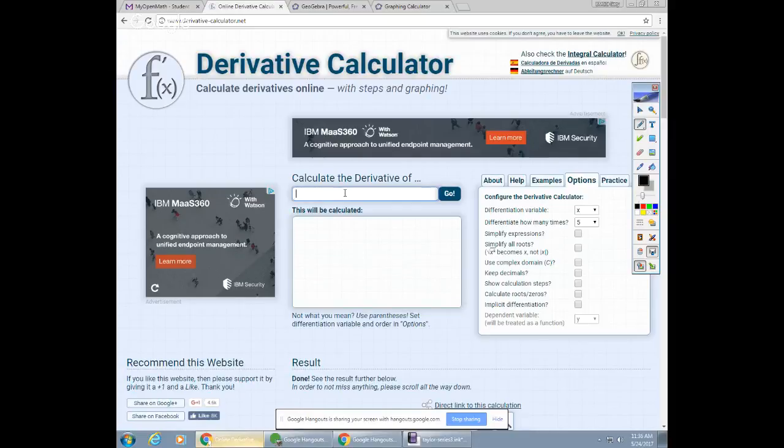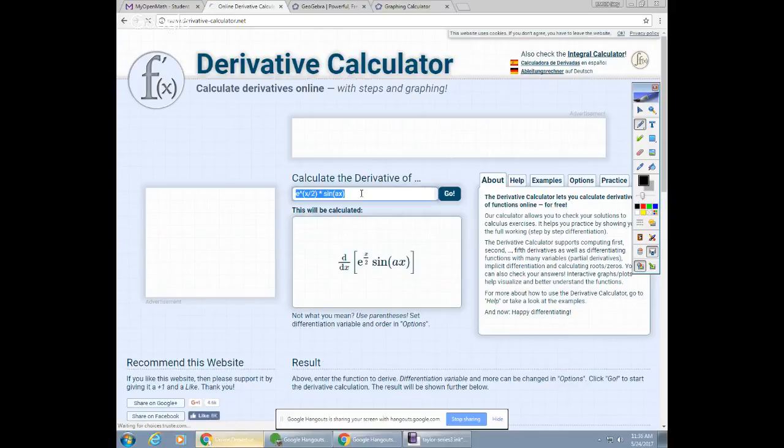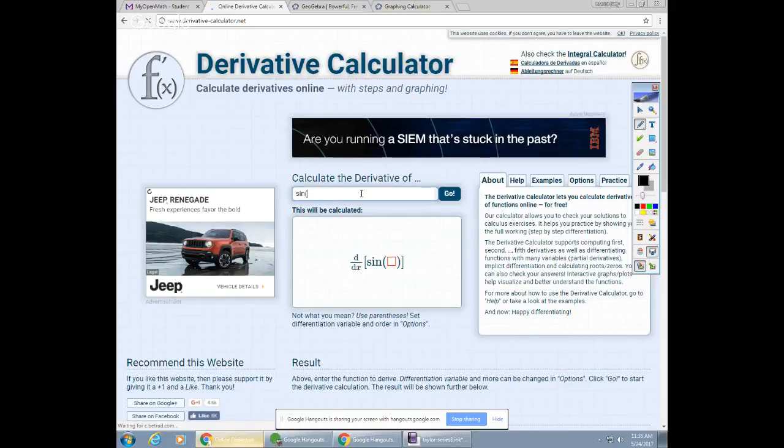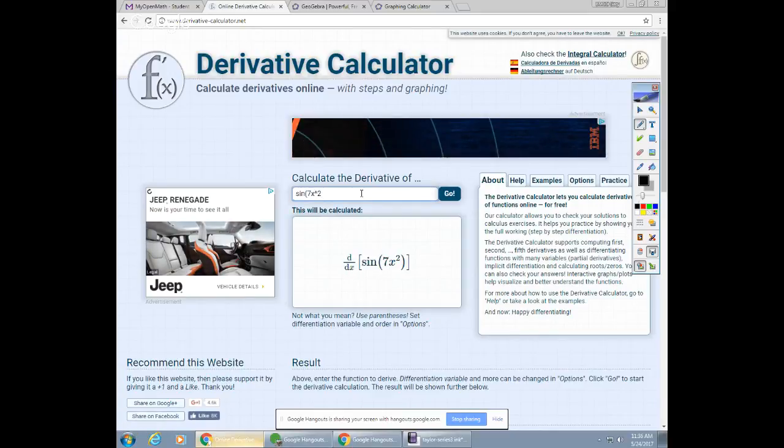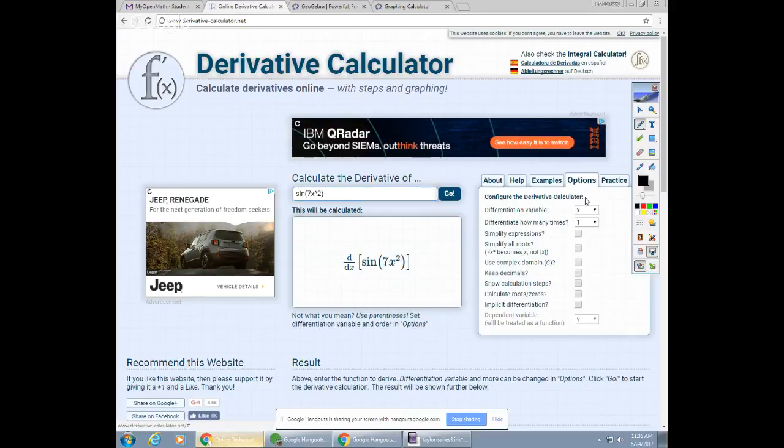For some reason I thought there was an easier way to do this, but I'm not thinking of it right now. And so that would be a 7x raised to the second. So that right there is our first derivative. Ooh, I guess I need to reload this page. Okay, so sine of 7x squared. And then we're going to go for some more derivatives. Let's go for 5 of them. Now, if I go to 5 here, which derivative really is that for me? That would be the 6th, because I already have the first derivative is what I'm starting with.